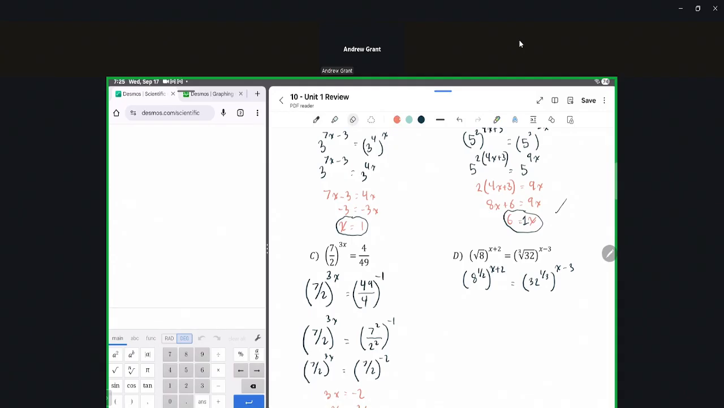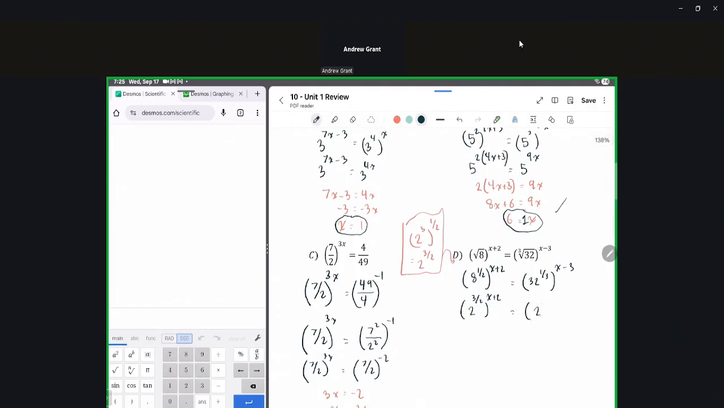a little note here. If you have 2 to the power of 3 to the power of 1/2, this is the same thing as 2 to the power of 3/2. Okay. And so 8 to the power of 1/2 is the same thing as 2 to the power of 3/2, all to the power of x plus 2. And 32, similarly, will be the same thing as 2 to the power of 5/3, all to the power of x minus 3.